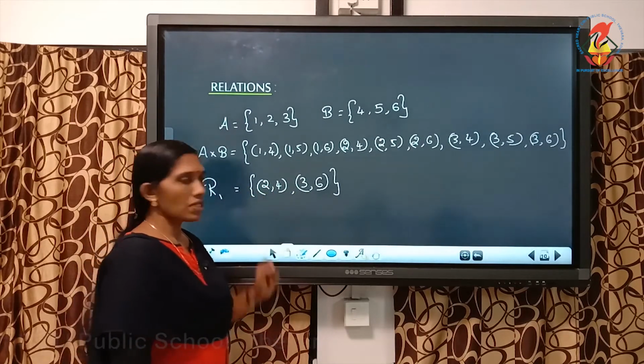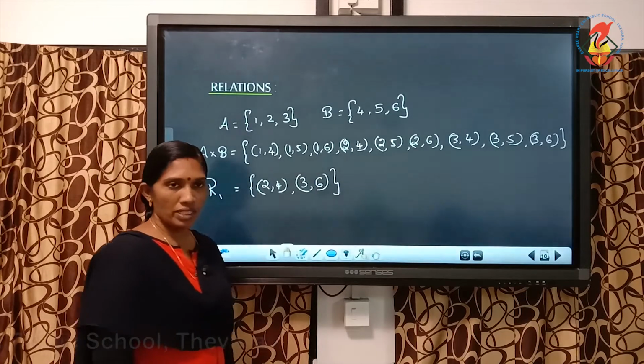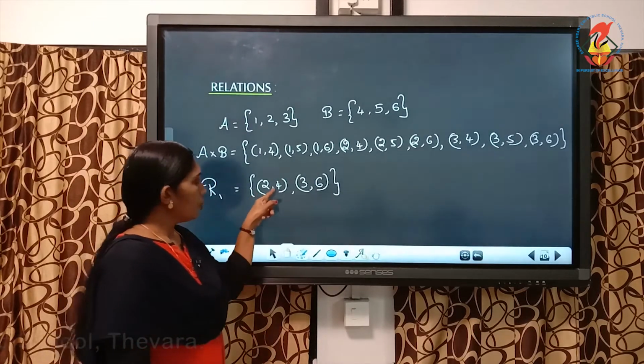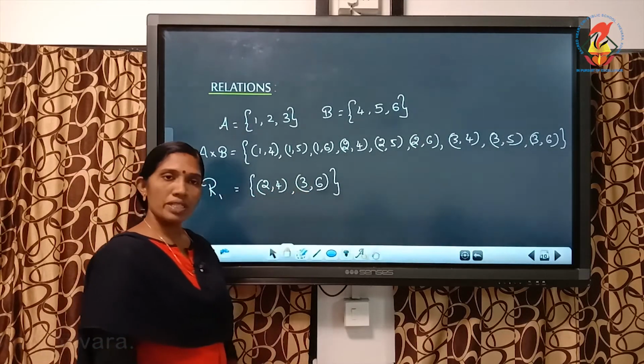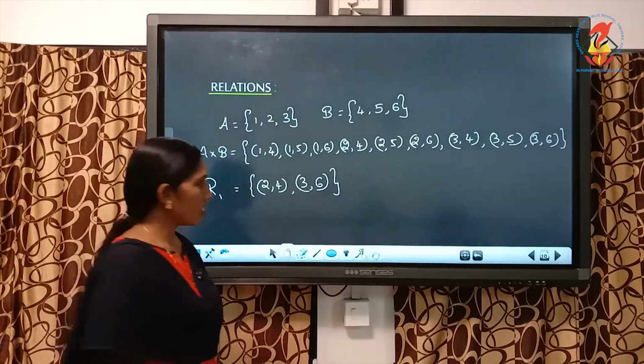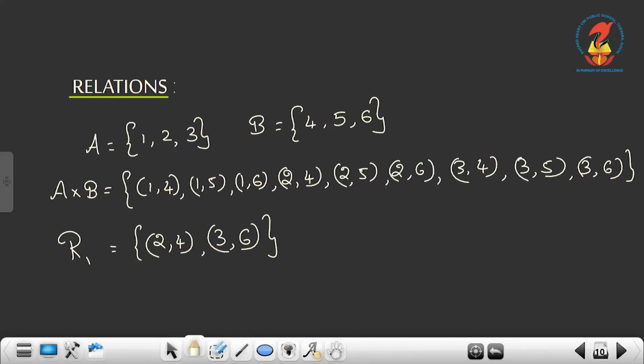(2,4) and (3,6). 2 plus 2 is 4, but 3 plus 2 is not 6. 2 into 2 is 4, 3 into 2 is 6. So we can find a relation. This one is in roster form. We can write in set builder form as the set of ordered pairs (x, y) such that the second element is twice the first element, isn't it? The second one is 2 times the first element.